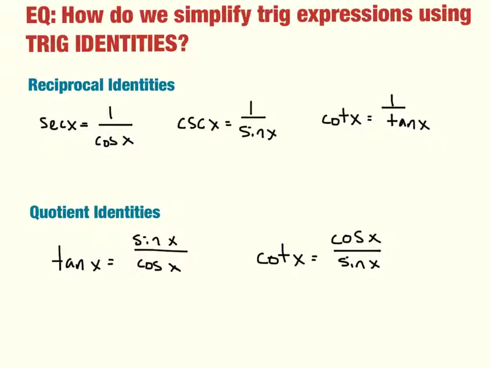So I could go through and I could say, okay, if it was secant squared x, that's the same thing as 1 over cosine squared x. Cosecant squared x is the same thing as 1 over sine squared x. So we can put these powers on there. So tangent squared x is the same thing as sine squared x over cosine squared x. Cotangent squared x is cosine squared x over sine squared x. And that would work to the third, to the fourth, whatever power.